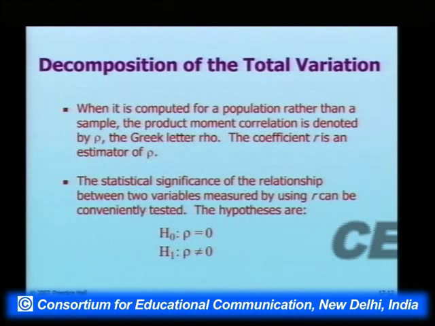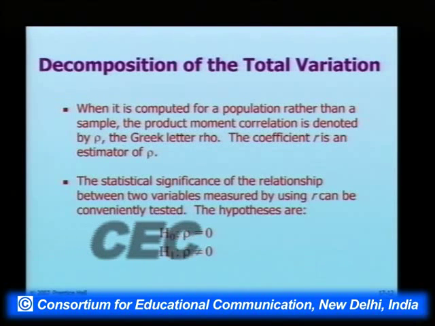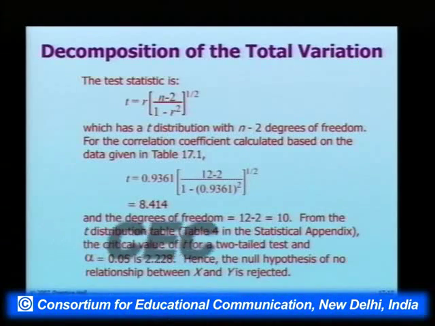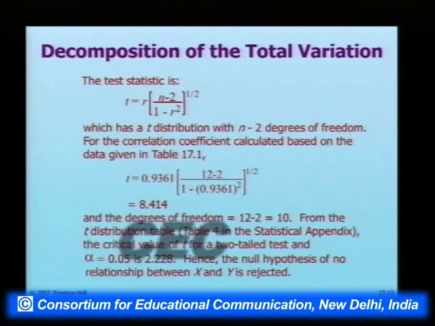The hypothesis is that the correlation coefficient is 0. This is the hypothesis which can be tested by using a t distribution. The formula is t is equal to r times the root of n minus 2 upon 1 minus r square. This follows a t distribution with n minus 2 degrees of freedom, and the t value in the previous case comes out to be 8.414. When we look at the critical value in the table, we find that for alpha equal to 0.05, the critical value is 2.228.